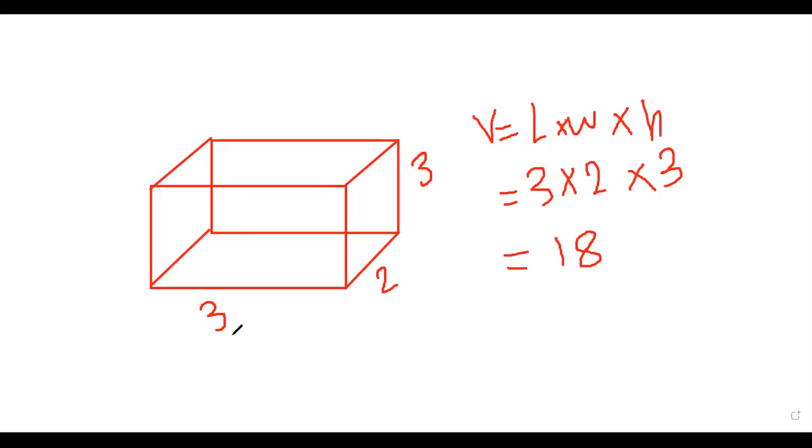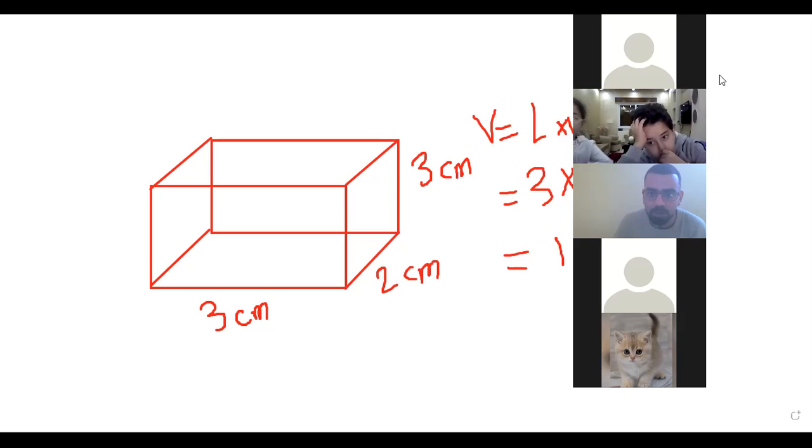Okay, now let's see. If I'm talking here about, for example, centimeters: 3 centimeters, 2 centimeters, 3 centimeters. If we are talking about something with centimeters, the volume will be 18 centimeters cubed. Cubed, you see that? Why is it cubed? Because we are talking about the volume, okay? And the volume should have a unit cubed, okay? Do you have a problem with that? No.